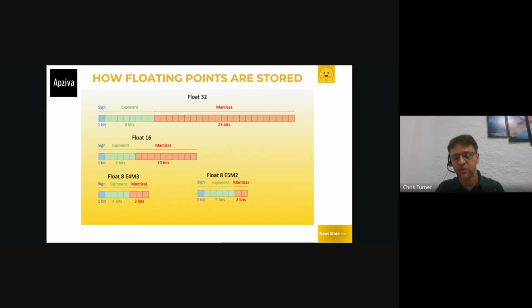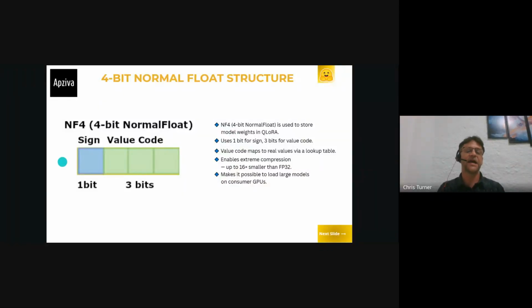But the makers of QLoRA did not stop there at floating point 8. They actually designed their own float structure called the 4-bit normal float. The 4-bit normal float doesn't have the 3 parts that were shown on that slide previously. It has a sign and what's called a value code. So you can imagine if we're starting with floating point 32 numbers in a model on Hugging Face, and we're downloading it onto our machine, and by the time it lands on our machine, it's in 4-bit normal float, we're saving a ton of space.